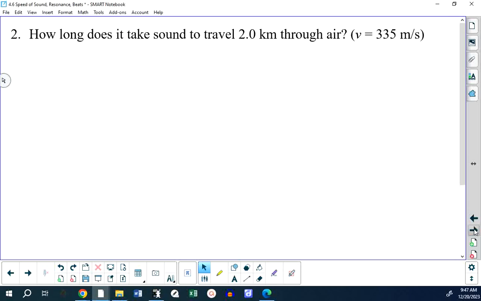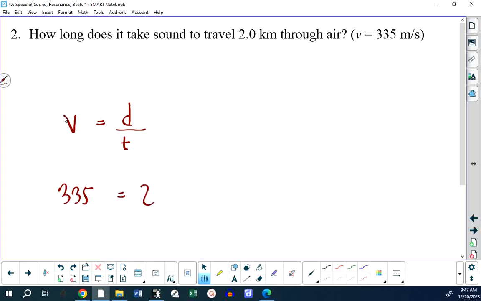Number two, again, this doesn't really have much to do with that temperature formula because I'm telling you the speed of the sound. But the question is, how long does it take sound traveling at 335 meters per second to travel 2 kilometers? Well, that's a speed equals distance over time problem. So we're going to take the speed of the sound, which is 335, you're actually told it, equals the distance, which is 2,000 meters, divided by the time, and get the time.